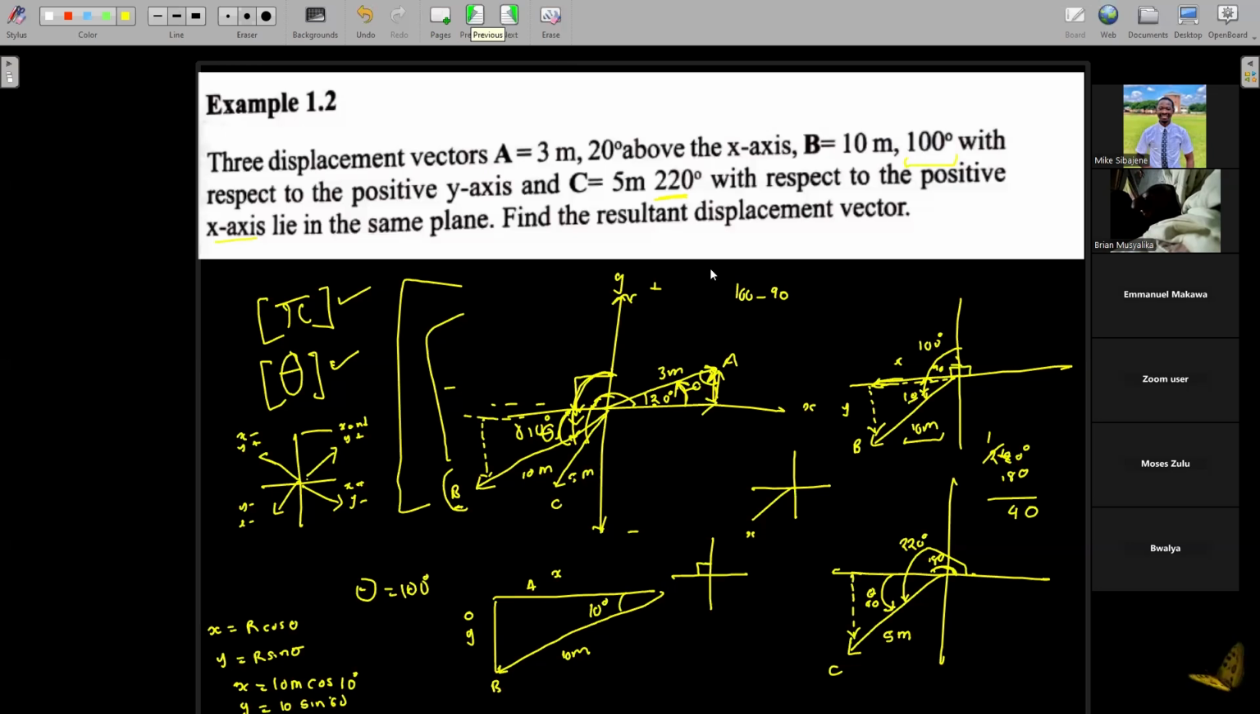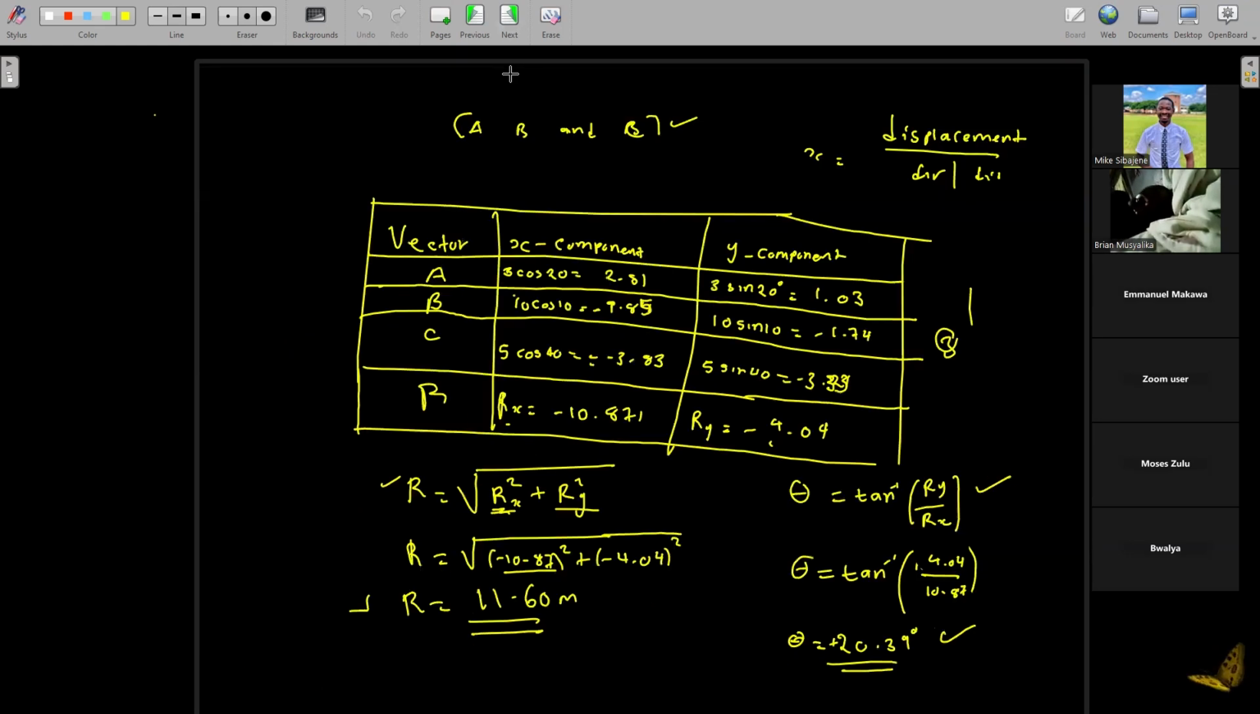Sir, we proceed. Mr. Moses? Yes, sir, I can proceed. You can ask. I was asking, sir, concerning the resultant displacement vector. Upon finding the resultant displacement vector, are we supposed to plot it on the graph, provided we have drawn the graph?